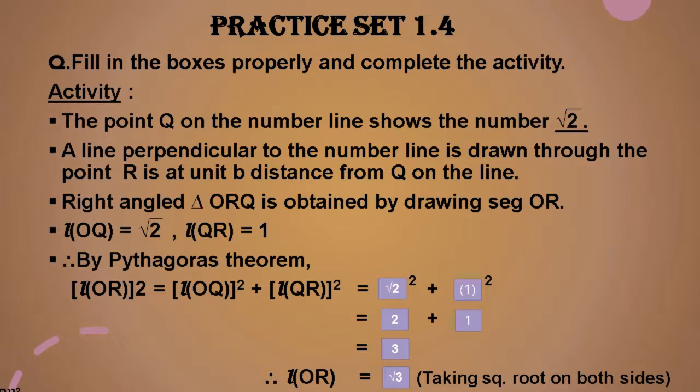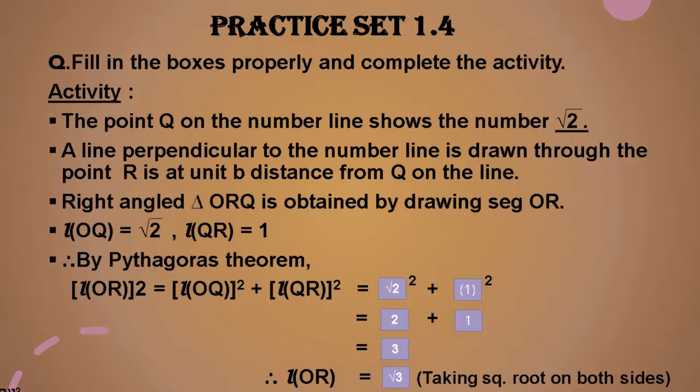Practice set 1.4. Question number 1. The number root 2 is shown on the number line. Steps are given to show root 3 on the number line using root 2. Fill in the boxes properly and complete the activity. Children, here on the screen you can see the diagram where root 2 and root 3 are shown on the number line. We have to observe the diagram and complete the activity.